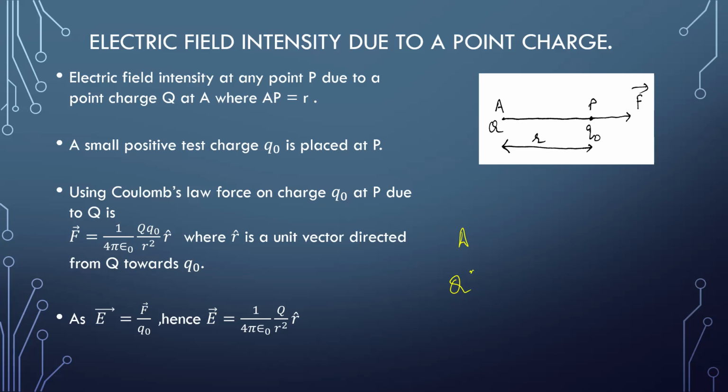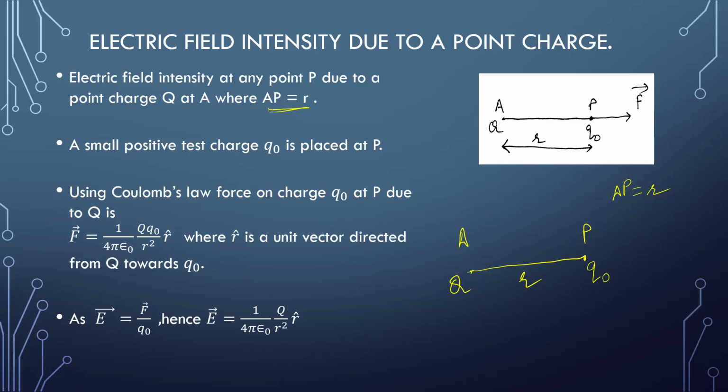So at the point A, we have considered a point charge capital Q, and we are trying to find out the field at the point P, which is at a distance r from the source charge capital Q. So when we are trying to find out the field at the point P due to the source charge at the point A, we have to consider a test charge Q naught being placed at the point P, right? So here AP is equal to r, and a small test charge Q naught is placed at the point P.